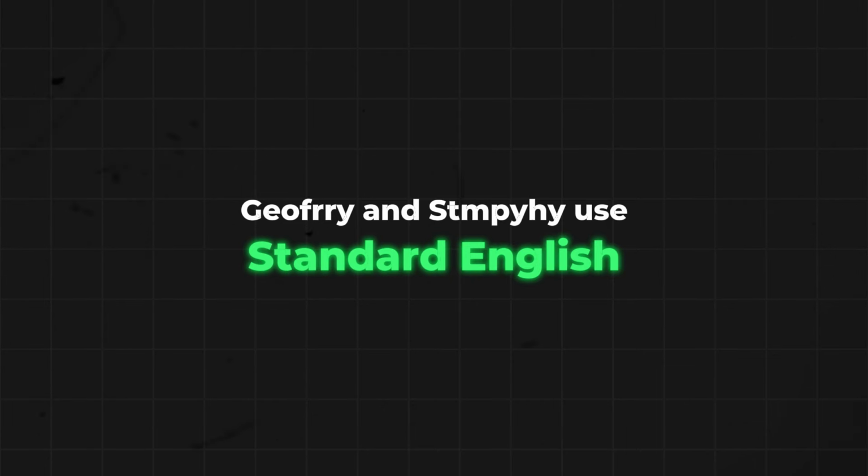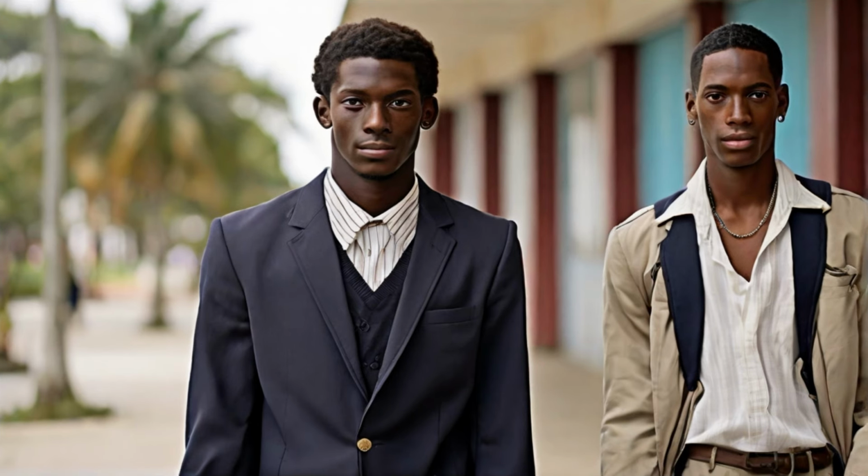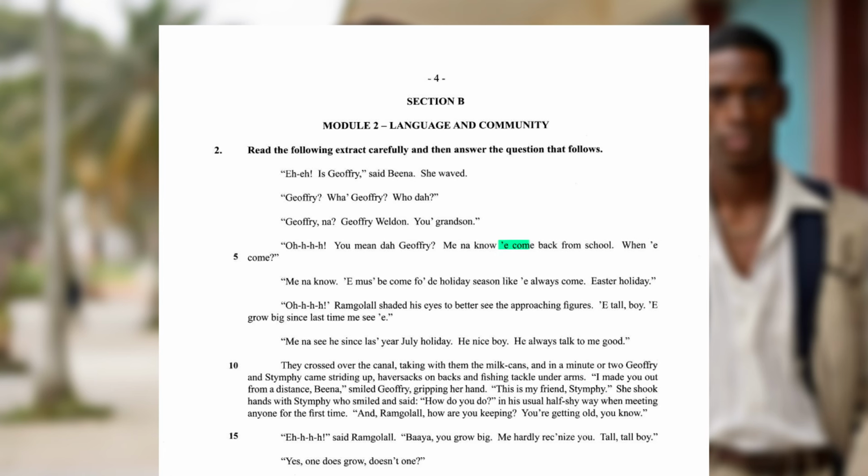Jeffrey's use of Standard English suggests that he may not have been in this environment for some time or may have studied abroad or perhaps in the city area. This is further supported by the statement, he come back from school.